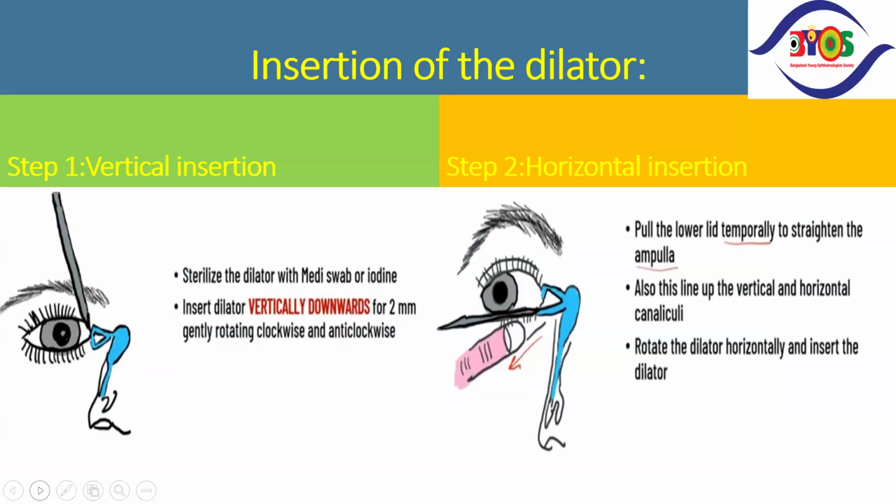The insertion of the dilator, in step 1, is vertical. First of all, we sterilize the punctum and dilator with a medswab or iodine, then insert the dilator vertically downwards for 2 millimeters, gently rotating clockwise and anticlockwise. In step 2, we pull the lower lid temporally to straighten the ampulla, so that there will be a straight line formation between the vertical and horizontal canaliculi, then rotate the dilator horizontally and insert it.